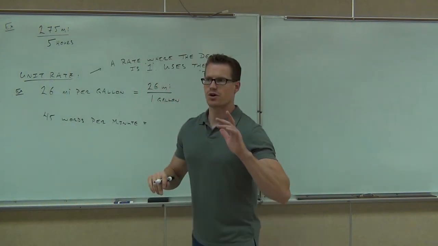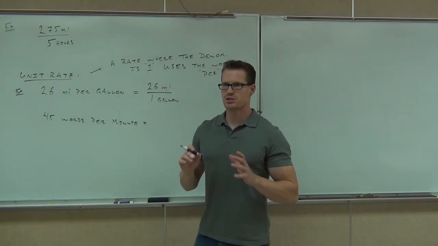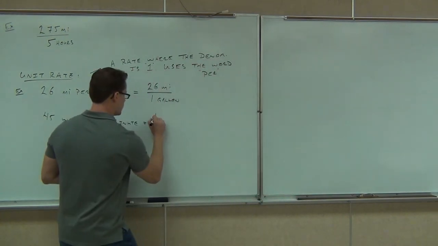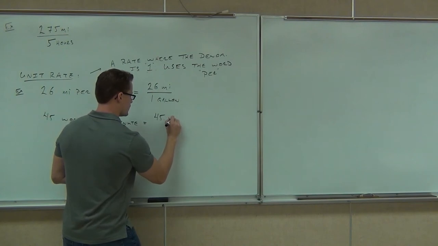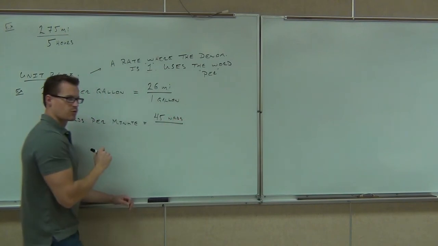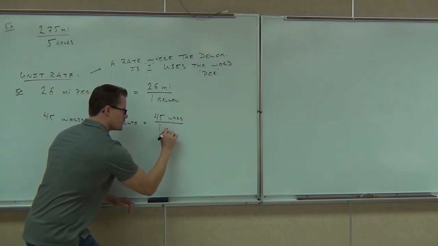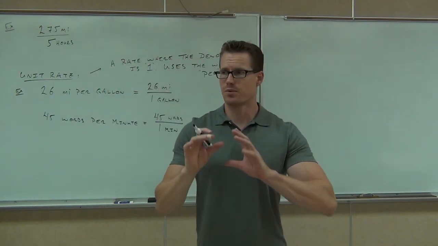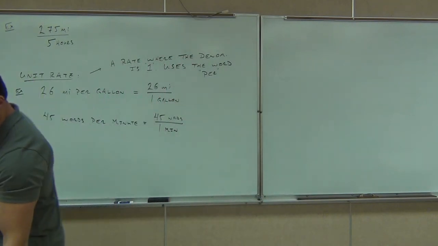45 words per minute. How many words are you typing every single minute? 45. So this says you get to type 45 words, and it's only taking you 1 minute. So that's our unit rate. Whenever you use that word per, you mean over 1. That's a denominator of 1.